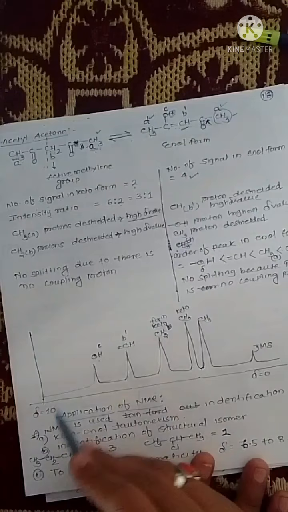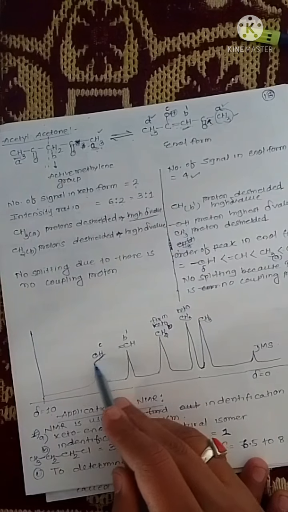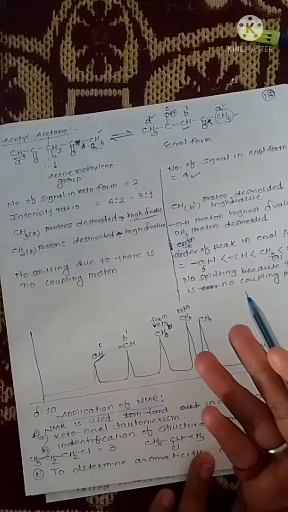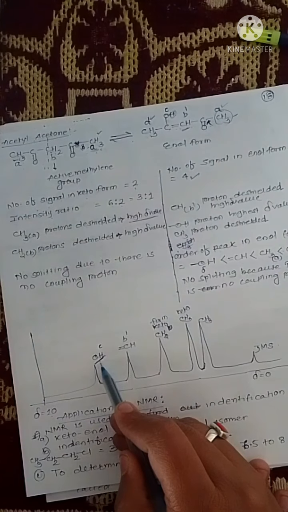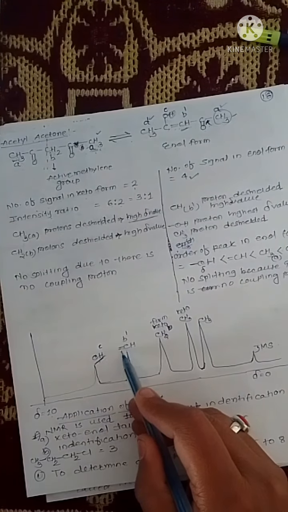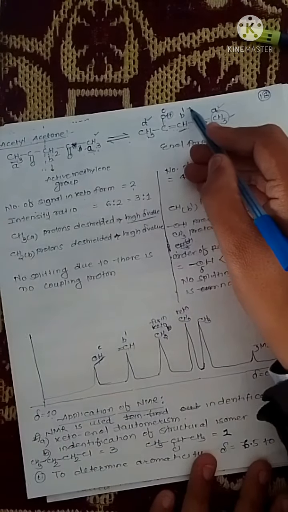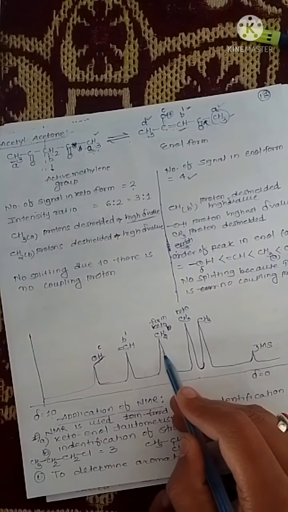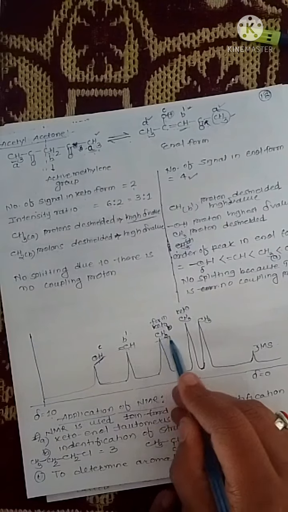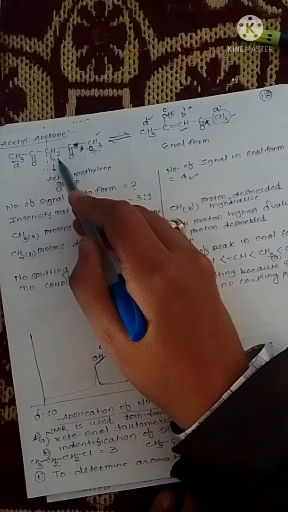the first signal, at the highest delta value, is the OH, that is the most de-shielded proton. It appears as a singlet because there is no adjacent proton available, and the OH proton also does not go into coupling. Then we get the CH proton, that is denoted by B dash here. Then we get a delta value for the CH2 protons which are present in the keto form.